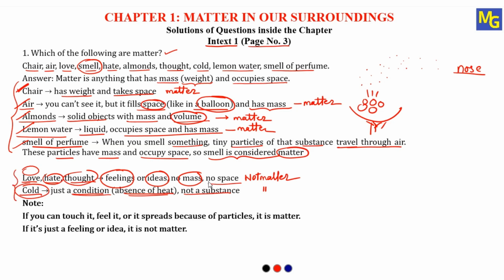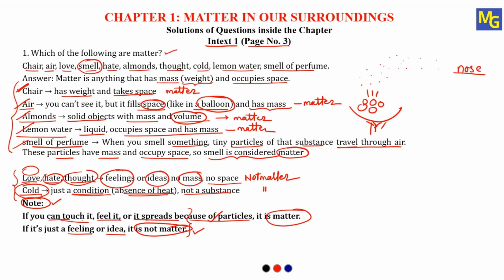Remember this. Now the note which we have to remember, this is just extra information I am giving. No need to write it in your exam. If you can touch it, feel it, or it spreads because of particles, then it comes under matter. If it's just a feeling or idea, then it is not a matter. Remember, this is the important note I'm giving for you. You can write it in your notebook, but don't write these two points in your exam. So this is the answer for question number 1.